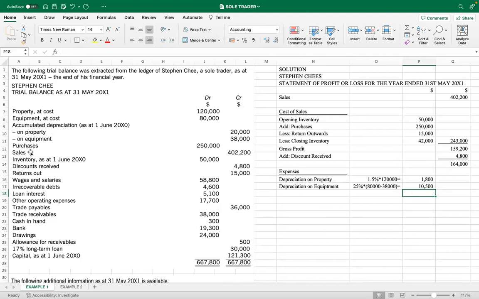So let's go down the trial balance. Sales, inventory, discount received, return outwards, wages and salaries is our next expense.